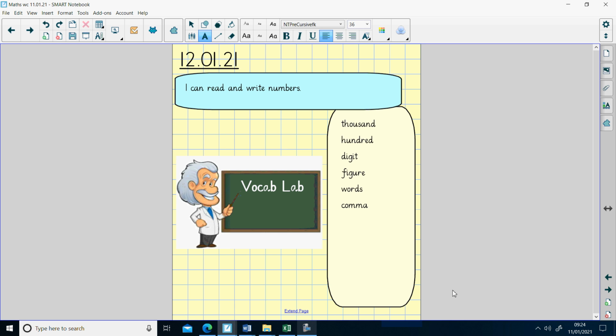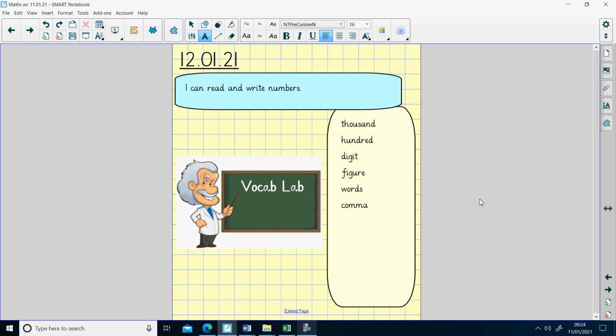Okay, so here is our lesson for today, and we're going to be reading and writing numbers. So I have popped some vocab lab on the board for us. There are going to be lots and lots of words that you're going to need to use today. A couple of the words that I've chosen are thousand, hundred, digit. So when you've got a number written down, each of those numbers is a digit.